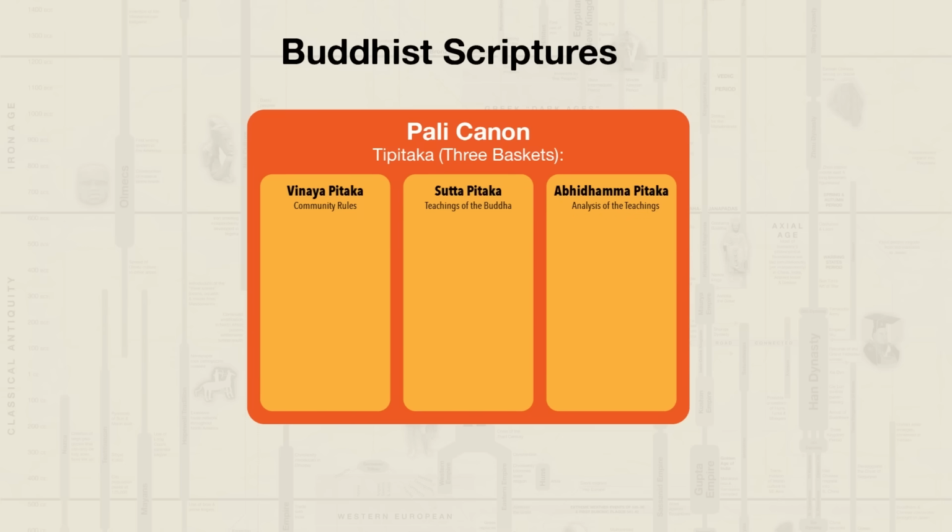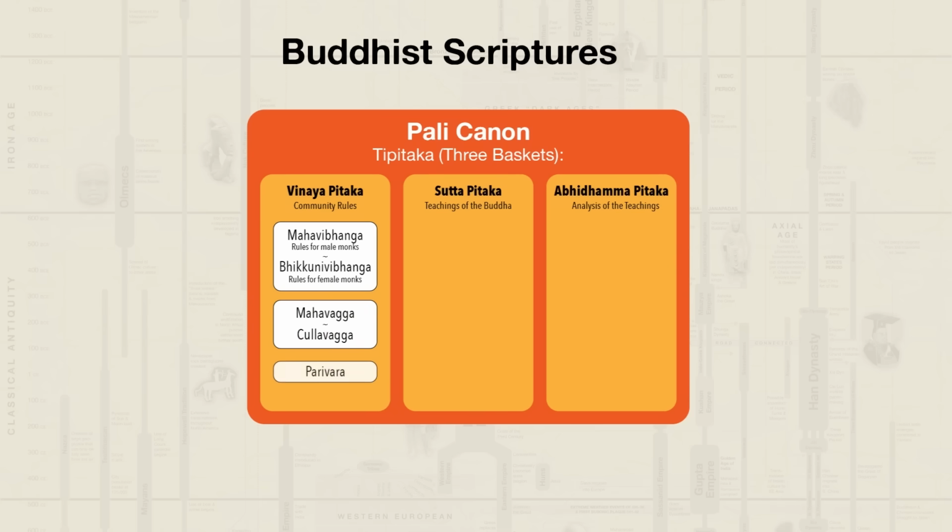The Vinaya Pitaka contains rules for both male monks, who are called bhikkhus, as well as for female monks or nuns, who are called bhikkhunis. It also contains a few sections covering early Buddhist history.